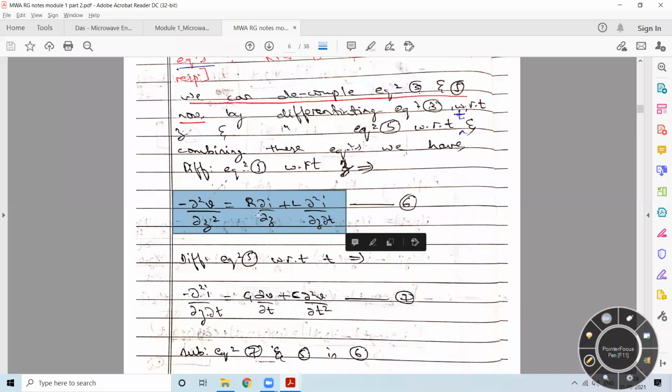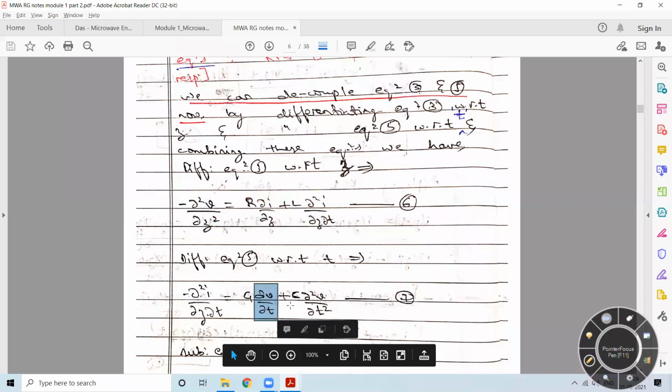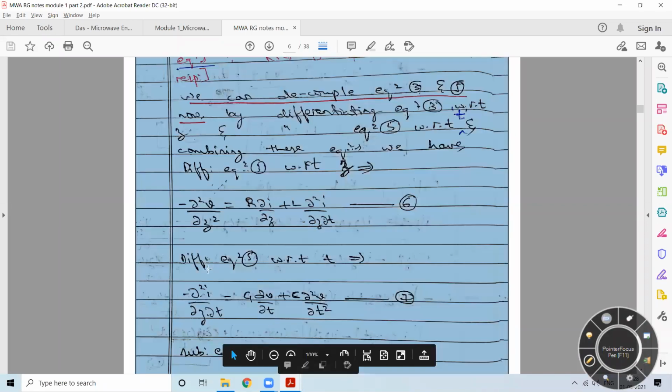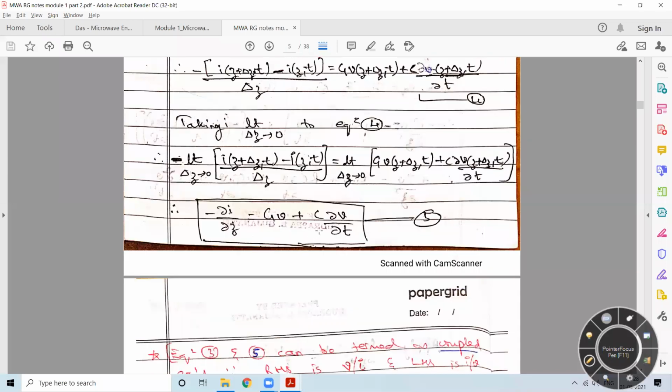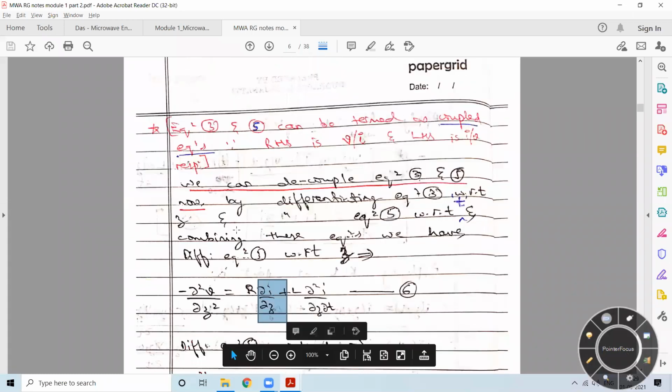So here I have ∂I/∂z, and in the other equation I have ∂V/∂z. When I differentiate this equation with respect to z, I'll have G into ∂V/∂z. So now when I consider this equation, the ∂I/∂z value I know. I'll replace it with this parameter.